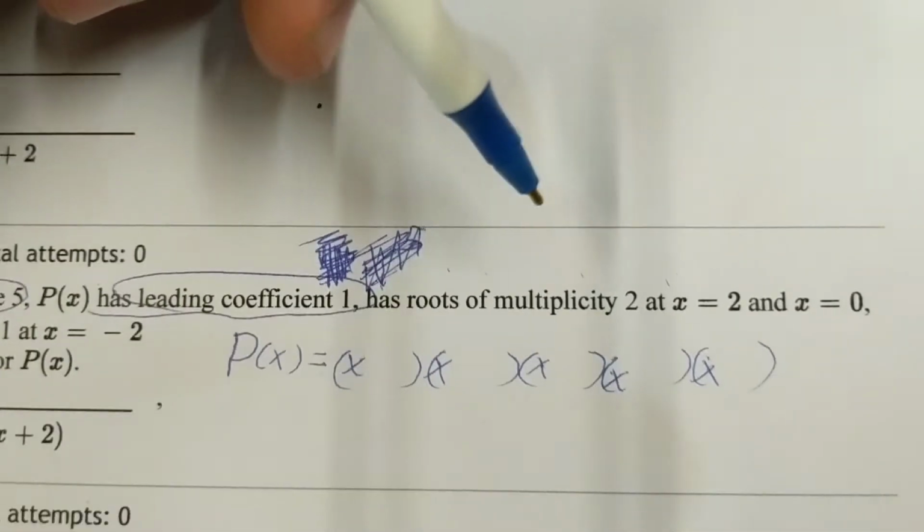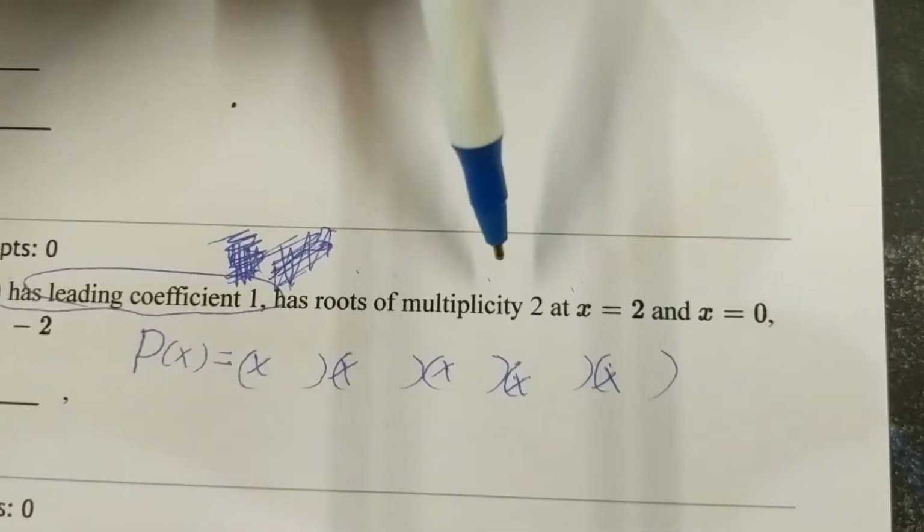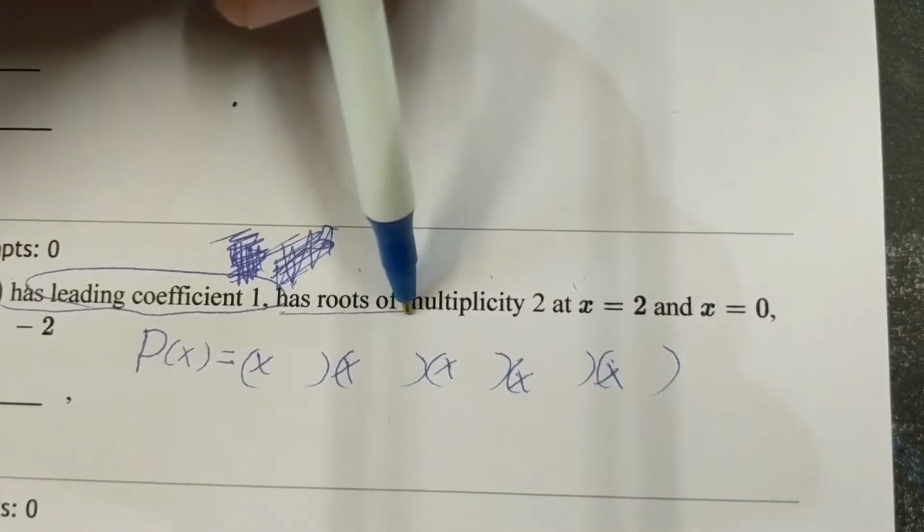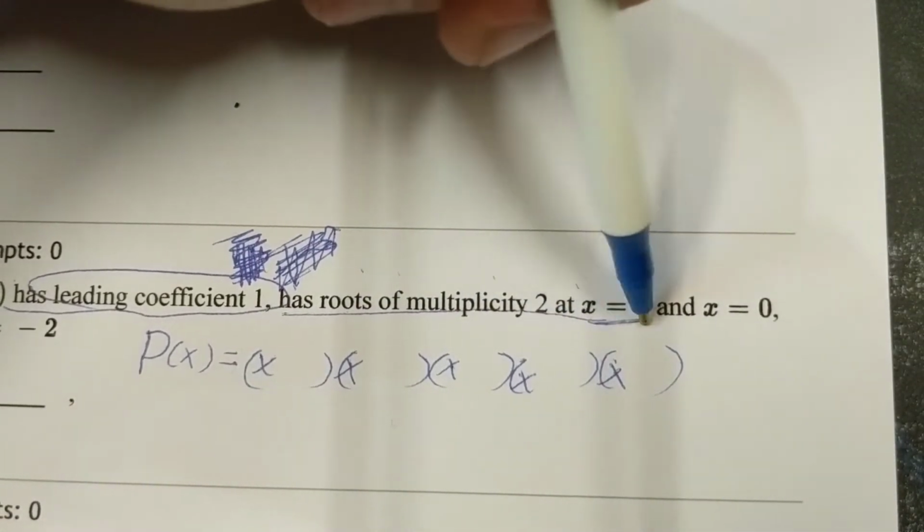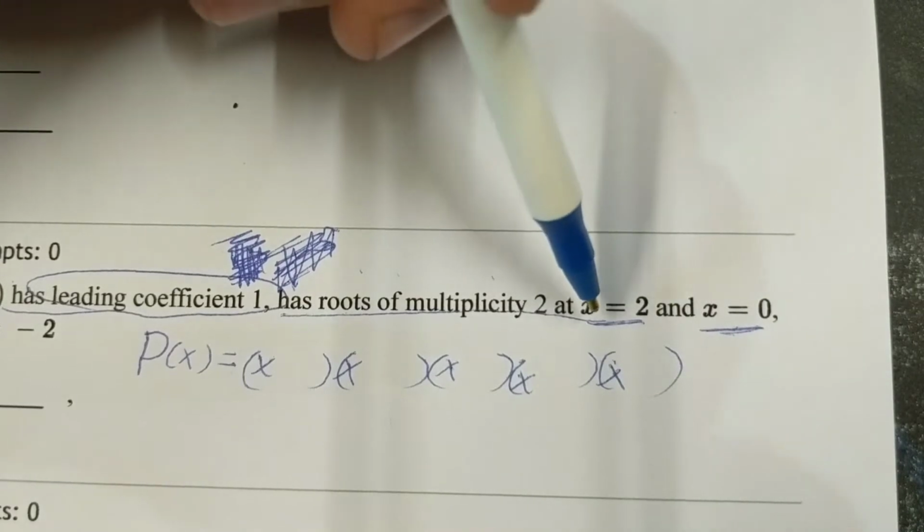But then beyond that, what they mean by all of this stuff is it has roots of multiplicity 2 at x equals 2 and x equals 0.